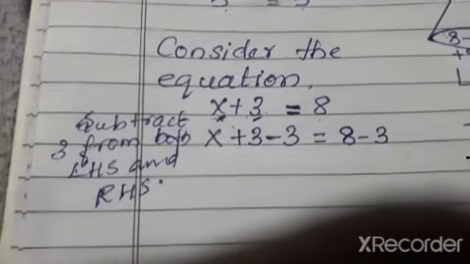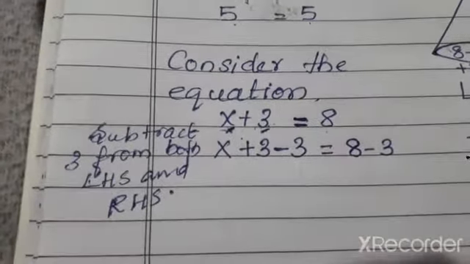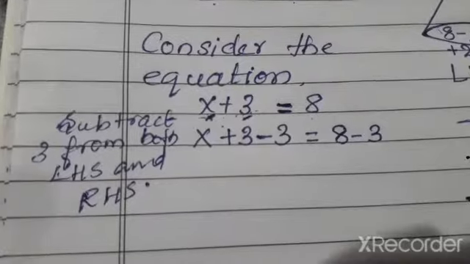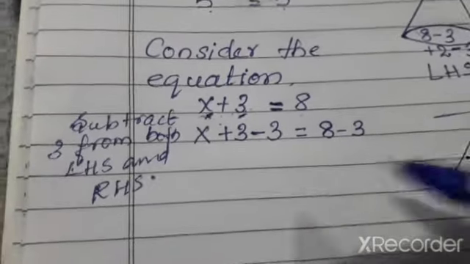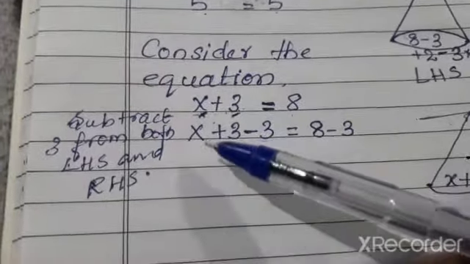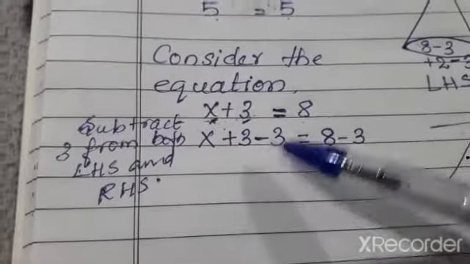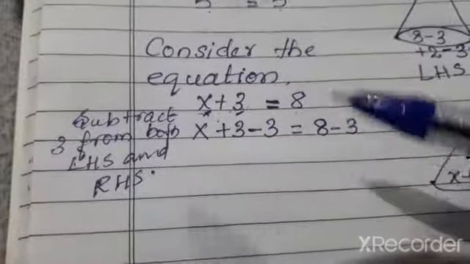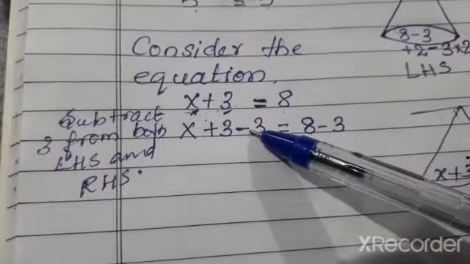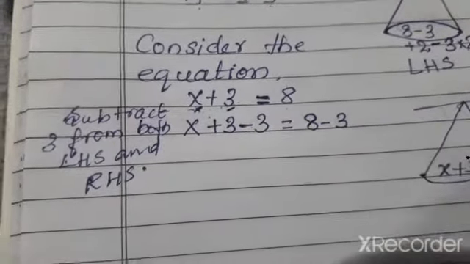So children, do you have a doubt? Why should we subtract 3 and not some other number? Yes, it is because subtracting 3 reduces the LHS to x, isn't it? That's why we took 3 here. We subtracted 3 from this side. Okay, the same minus 3 we did on the right hand side also.